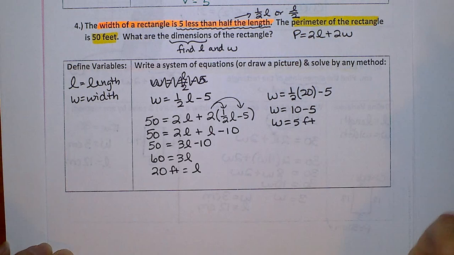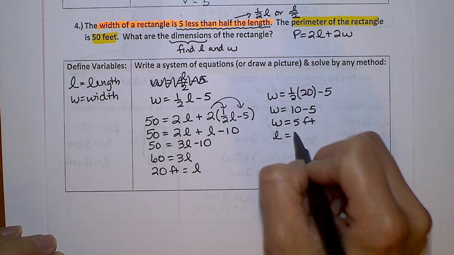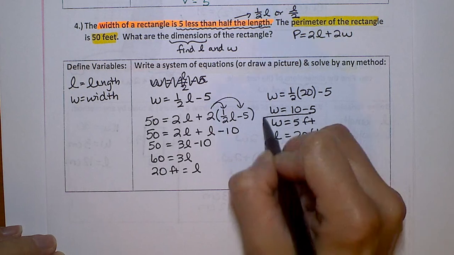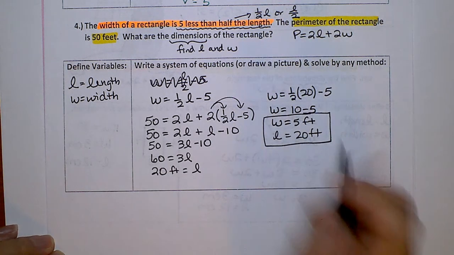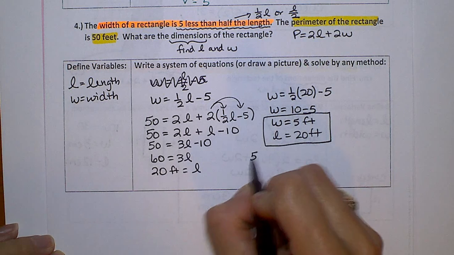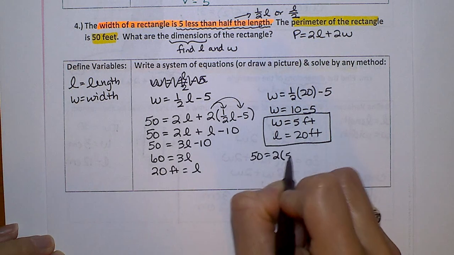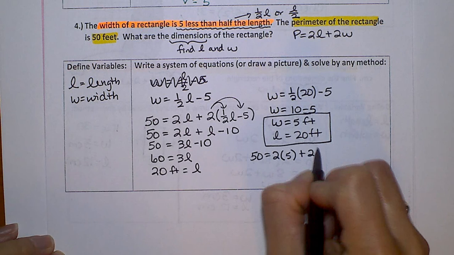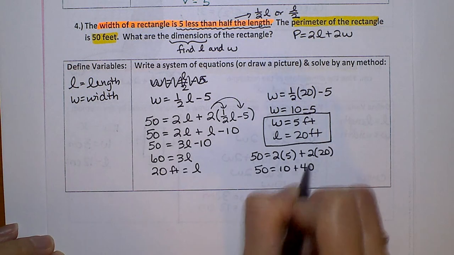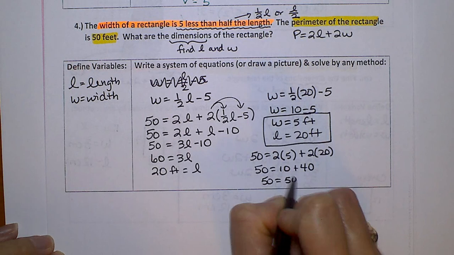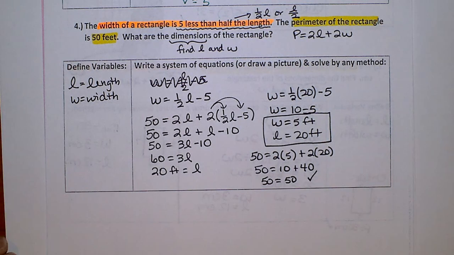I'm just going to rewrite L equals 20 feet just so that they're right by each other. Now let's double check. Does 50 equals twice the width plus twice the length? And yes, 50 equals 10 plus 40. So I know that I got the correct answers. And there you go.